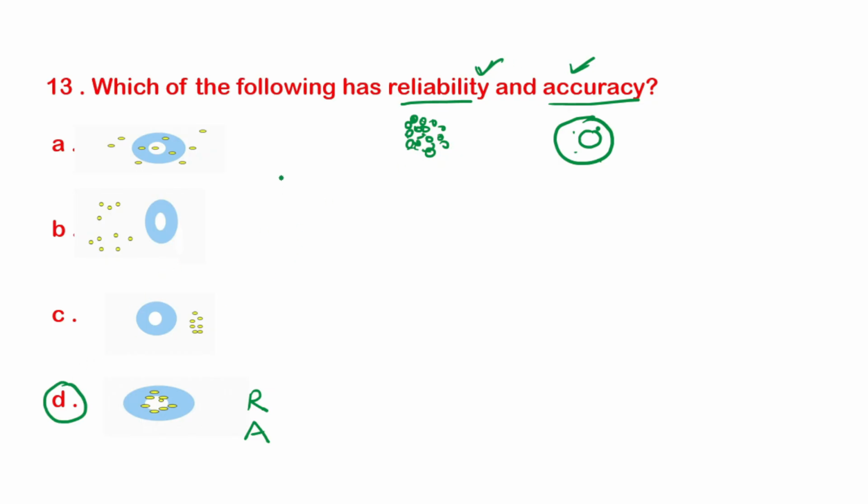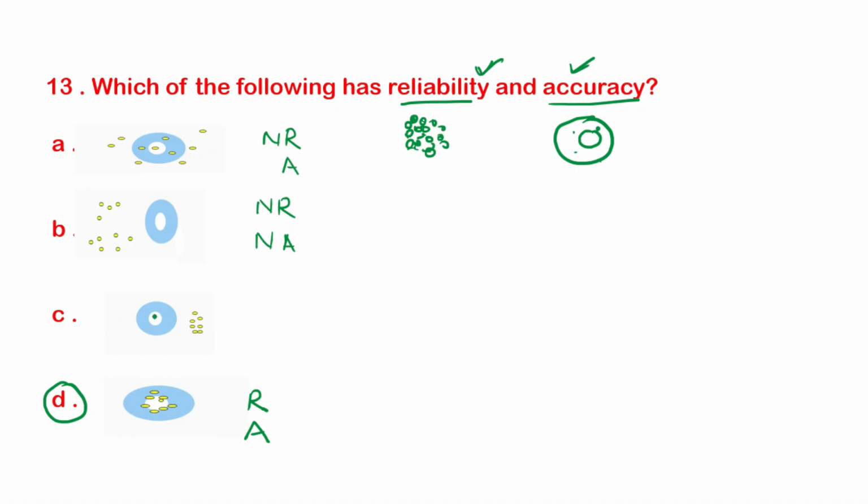Let us see the other options. All the shots are discrete. They are not concentrated at one place, so therefore it is not reliable. But are they touching the bullseye? Yes, a few shots are touching the bullseye, therefore it is accurate. Now let us see the second option. All the shots are discrete, they are not concentrated at one place, so therefore it is not reliable. And are they touching the bullseye? None of the shots are touching the bullseye, therefore it is not accurate.